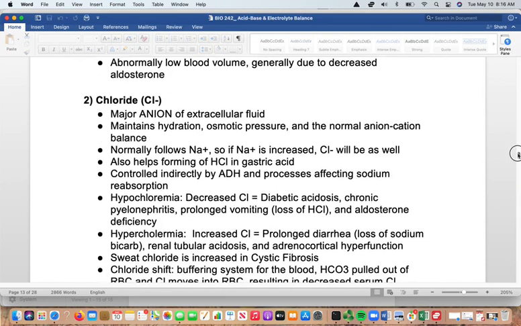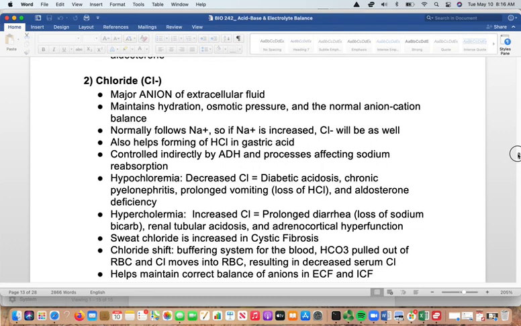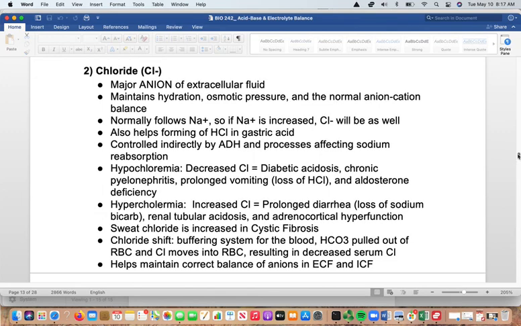So chloride is the major anion of the extracellular fluid. It helps to maintain hydration, osmotic pressure, and the normal anion-cation balance. So normally it's going to follow sodium. So if sodium is increased, chloride's going to be increased as well. Chloride's important for forming the hydrochloric acid in the gastrointestinal system. It's controlled indirectly by ADH. So where you have sodium reabsorption, this follows it.